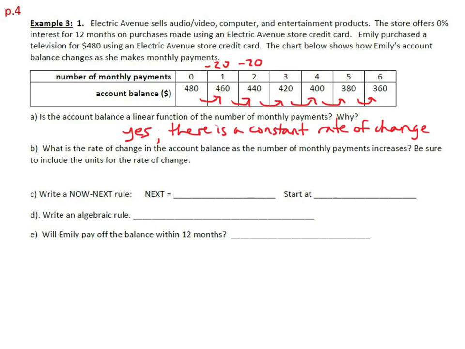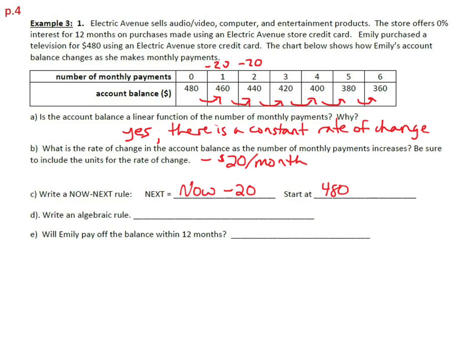And we can see that each month she's decreasing by $20. So since we have a linear function, we have that constant rate of change, we can say that we do have a now-next rule, where next is going to be equal to now minus 20 because it's decreasing by $20 a month. And we started at $480.